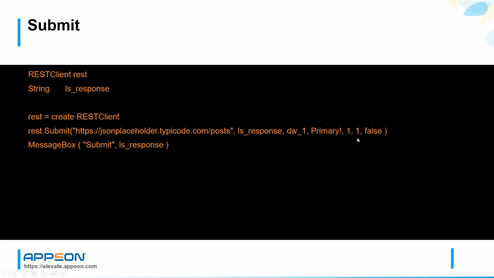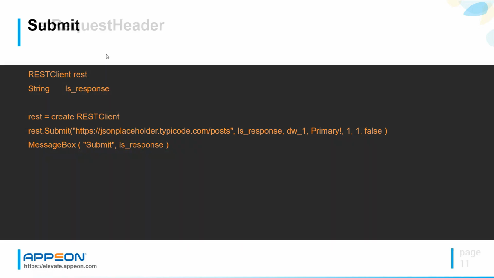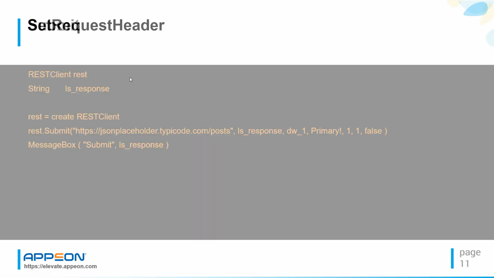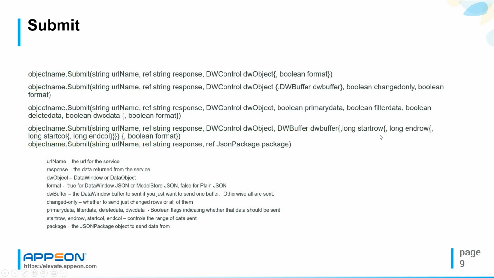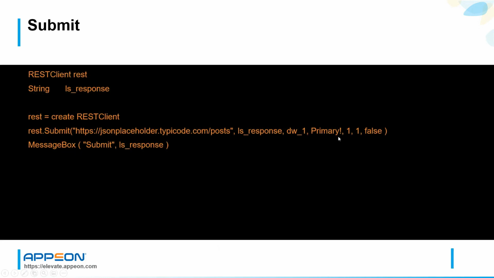I have to go back and see what that was. Well, in this case, I'm doing one row. I'm doing the start row, end row. Let's say I'm using this fourth version here. So I'm just sending one row for the update. And I'm saying false because the particular service I'm calling here is not PowerBuilder based. It expects simple JSON, and so the false indicates to send simple JSON.